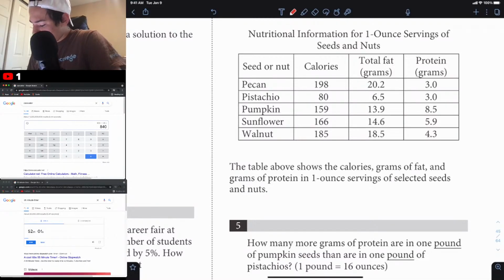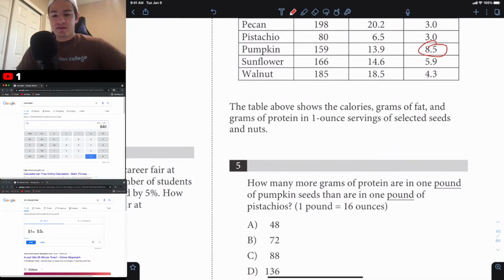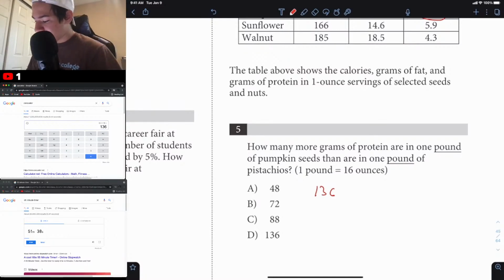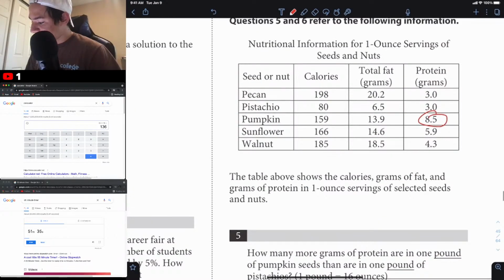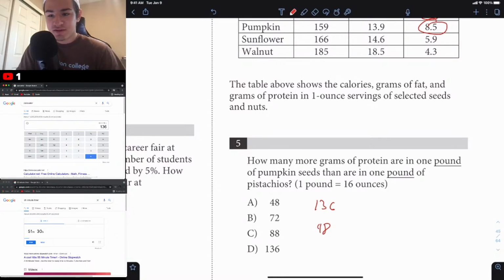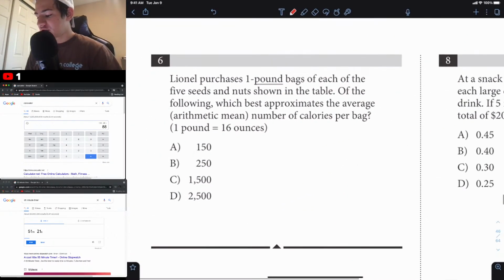We're looking at pumpkin seeds and we're looking at the protein, right? So 8.5, and that's in 1 ounce. So we need to multiply that by 16 to get it for 1 pound. So 8.5 times 16 is going to be 136. And then it says how many more are in a pound of pumpkin seeds than a pound of pistachios. So pistachios has 3.0 times 16, which would be 48. So 136 minus 48 is going to be our answer, because we want the difference between these two, which is 88, option C.